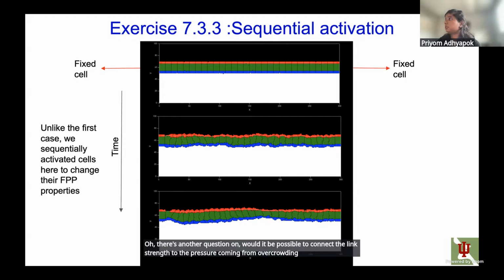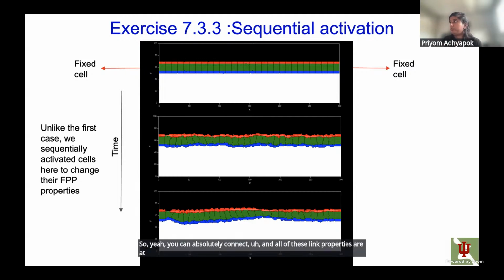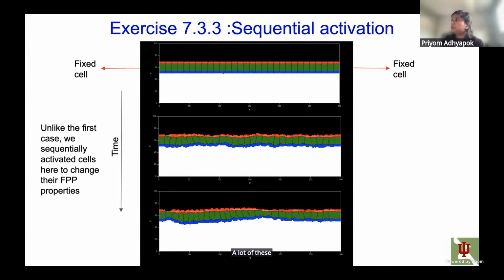There's another question on, would it be possible to connect the link strength to the pressure coming from overcrowding? I mean, to compress cells along the x-axis if there are too many? Absolutely. So that's the advantage of having all these properties in the steppable file, because for a particular cell, you can loop over, find how many neighbors there are, what are their sizes, and then adjust focal point plasticity based on that readout. So yes, you can absolutely connect, and all of these link properties are at the cellular level. So you can combine a lot of these different plugins to do what you need to do biologically.